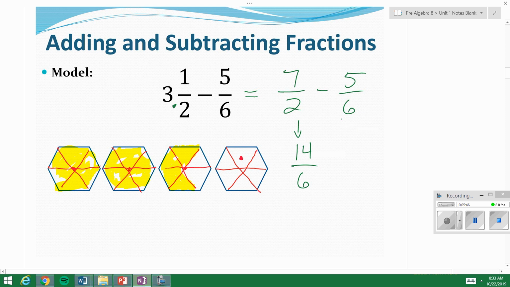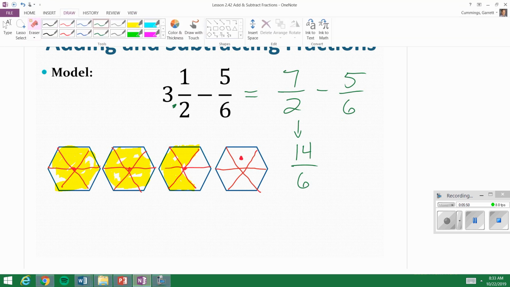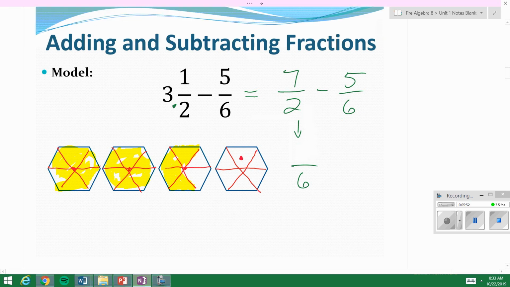Excuse me, no, that's incorrect. Is it? Wait, no, 21. It is Tuesday morning, and we're making some mistakes here. That's okay. If I multiplied the bottom number by 3, which I had to do, I have to multiply the top number by 3 as well, which is 21/6. Take away 5/6.